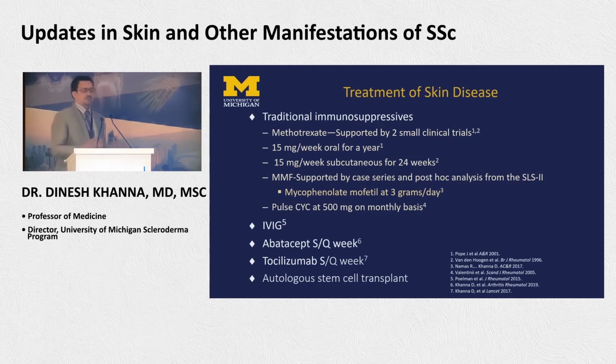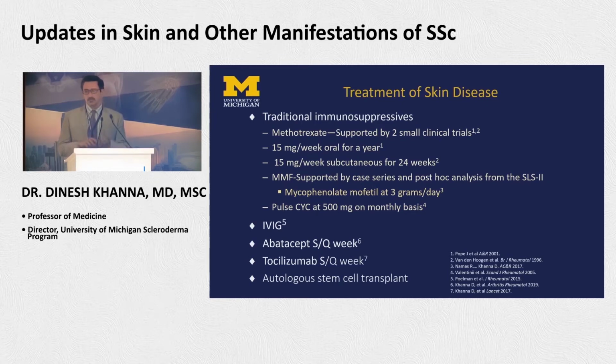If they have very, very severe disease, we used to use Cytoxan. We are about to start a trial with IVIG. A patient with early diffuse progressive disease, RNA polymerase III, IVIG works really well. Abatacept, tocilizumab, or autologous stem cell transplantation. So you can look at all the immunosuppressive therapies that can be used for management of skin fibrosis.